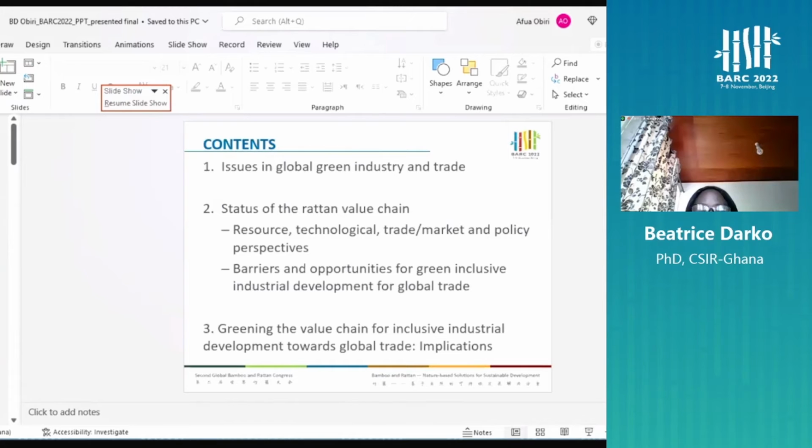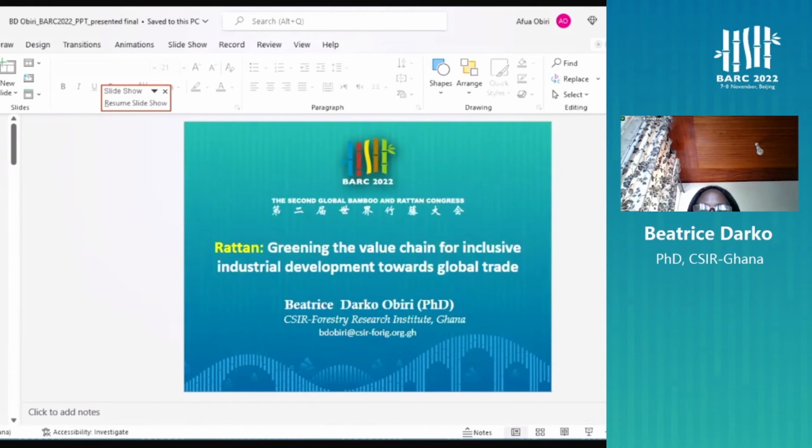So once again, good morning from Ghana. I prepared a PowerPoint somehow capturing global issues, a little of Africa and a little on Africa. Okay. So for my presentation, the heading is Greening the Value Chain for Inclusive Industrial Development Towards Global Trade.